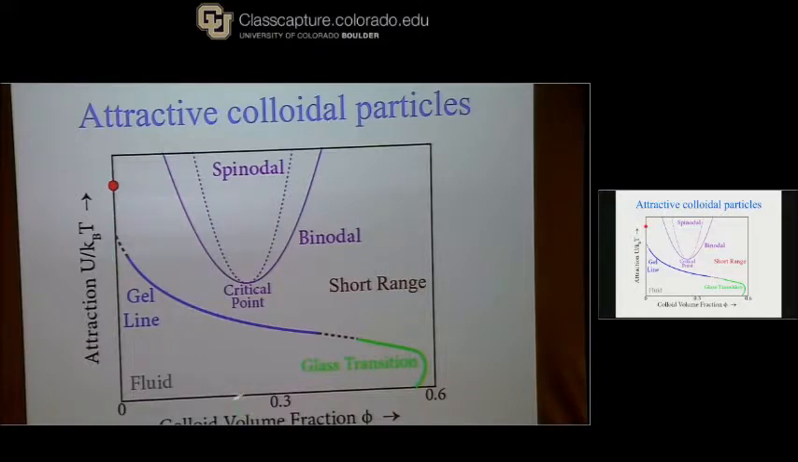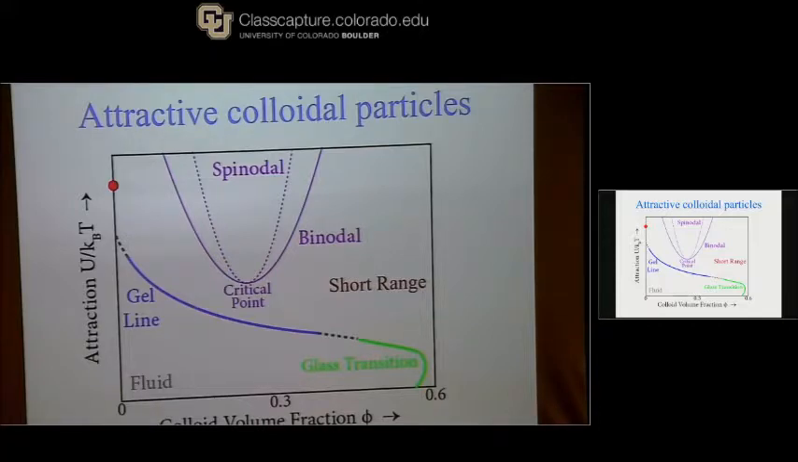And the way you would denote that is that there's some volume fraction. This is the energy, compared to kT. So the energy is increasing here. This is where it's right at kT. So this is the way the spinodal and the binodal will look.